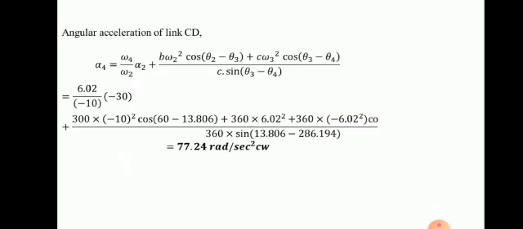Now the angular acceleration of the link CD is alpha 4. Using the same formulas, omega 4 by omega 2 into alpha 2 plus B omega 2 square cos theta 2 minus C omega 3 square cos theta 3 minus theta 4, divided by C sin theta 3 minus theta 4. So this is nothing but 77.24 radian per second square, clockwise direction.